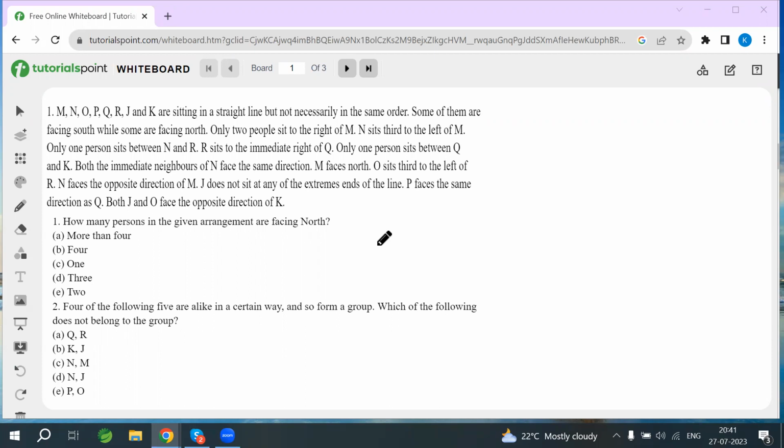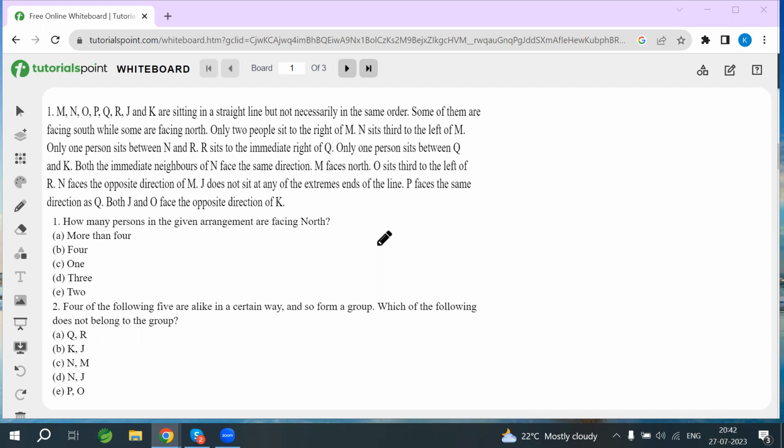Only two people sit to the right of M. N sits third to the left of M. Only one person sits between N and R. R sits to the immediate right of Q. Only one person sits between Q and K. Both the immediate neighbors of N face the same direction, and M faces north.